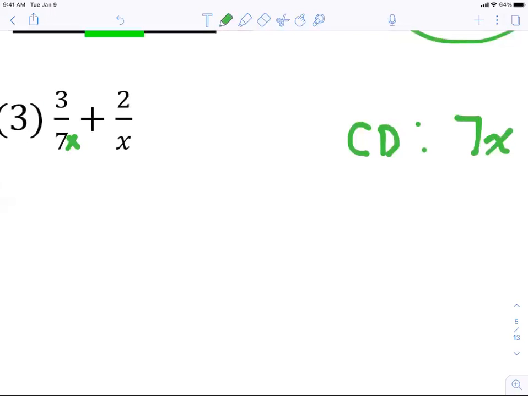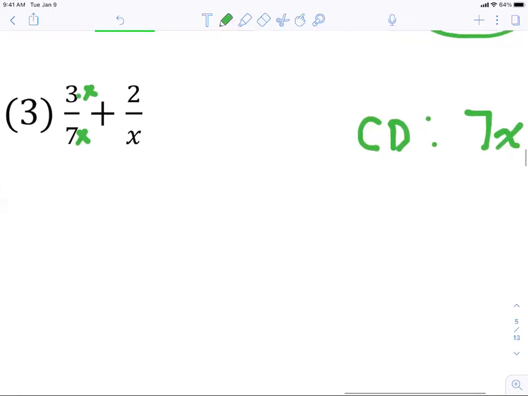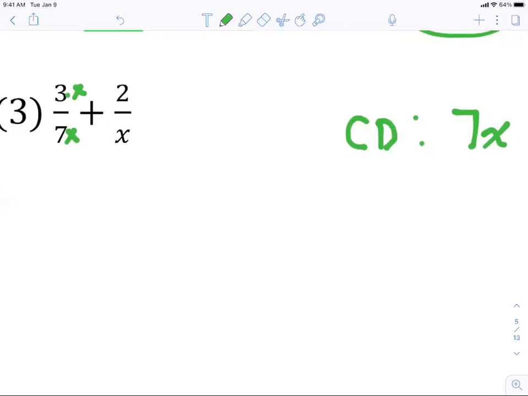But in fraction world, what you do to the denominator, you also have to do to the numerator. So this first fraction, we multiply by x because that's what it's missing. And what it turns into is a 3x over 7x. And we do the same thing with the second fraction.